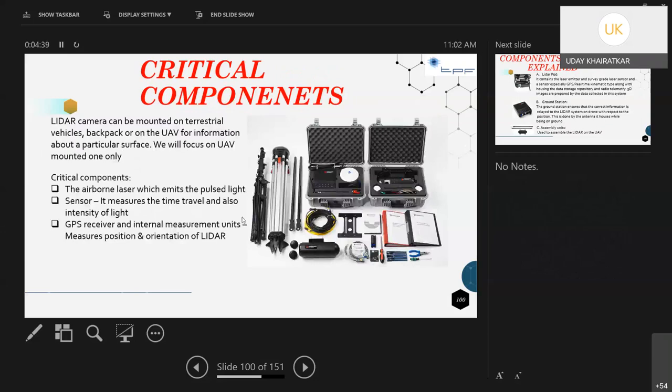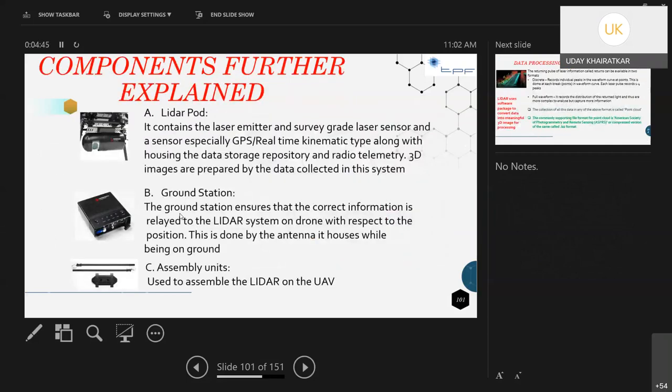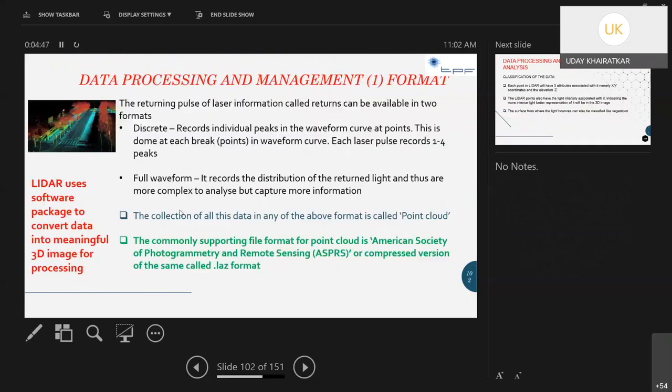These are some of the technical details, the critical components that are there in the LiDAR camera. Some more details.